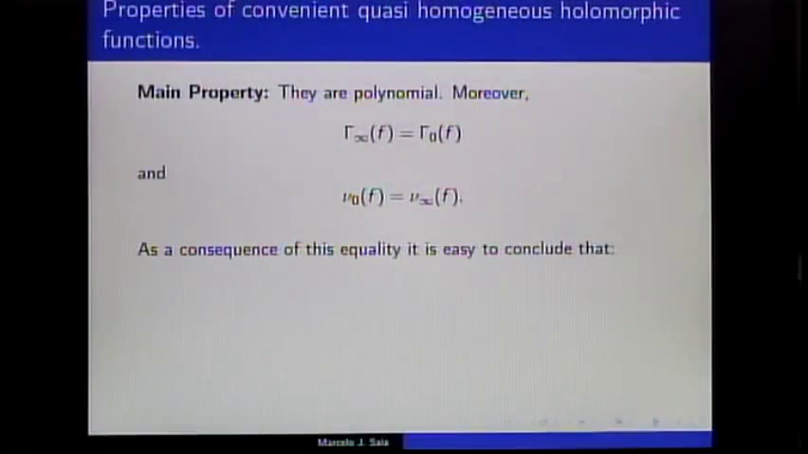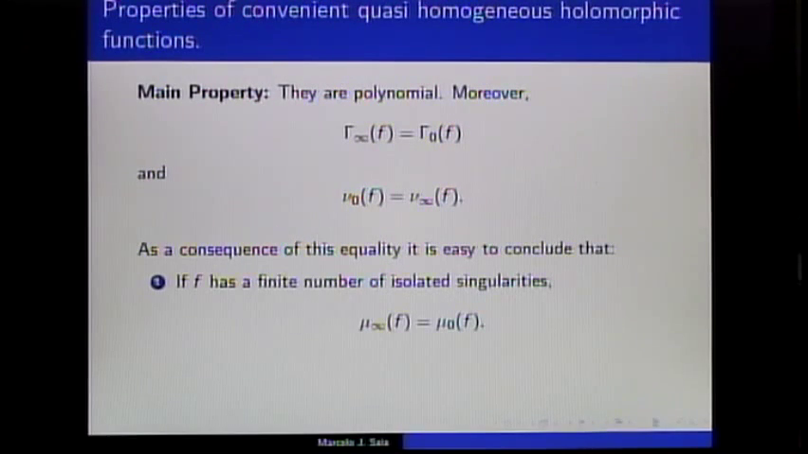Trivial. Okay? Moreover, we have both Newton numbers the same. It's the same Newton polyhedron. The Newton number only depends on the Newton polyhedron. From this result, the first consequence, both Milnor numbers are equal.